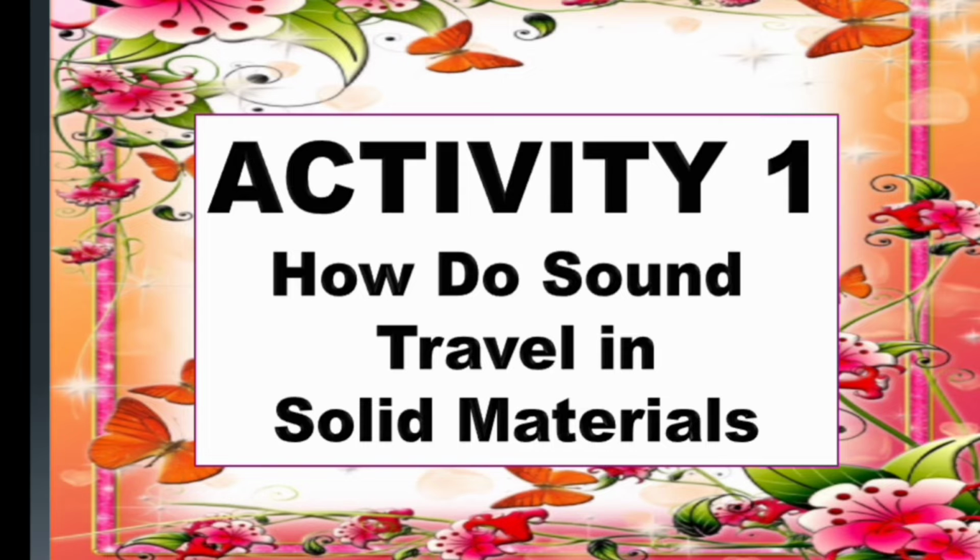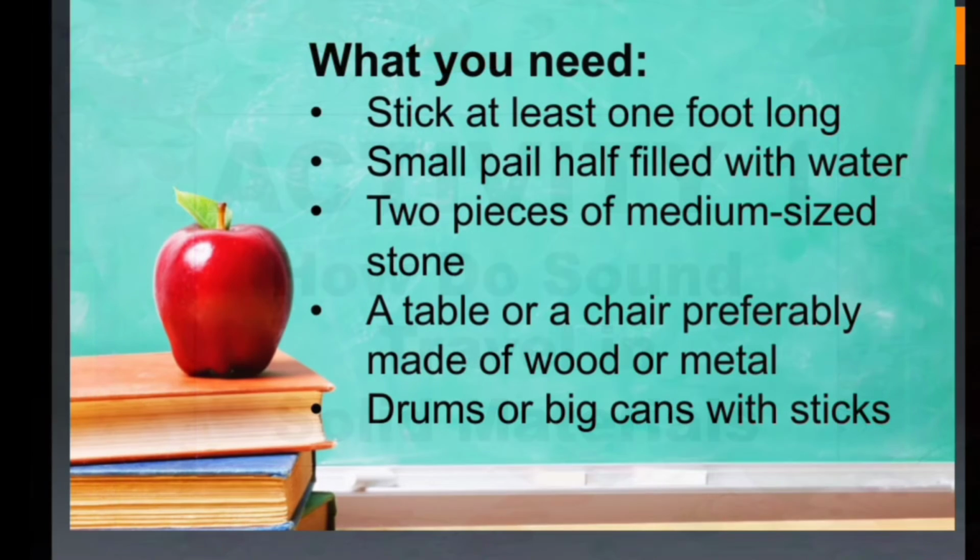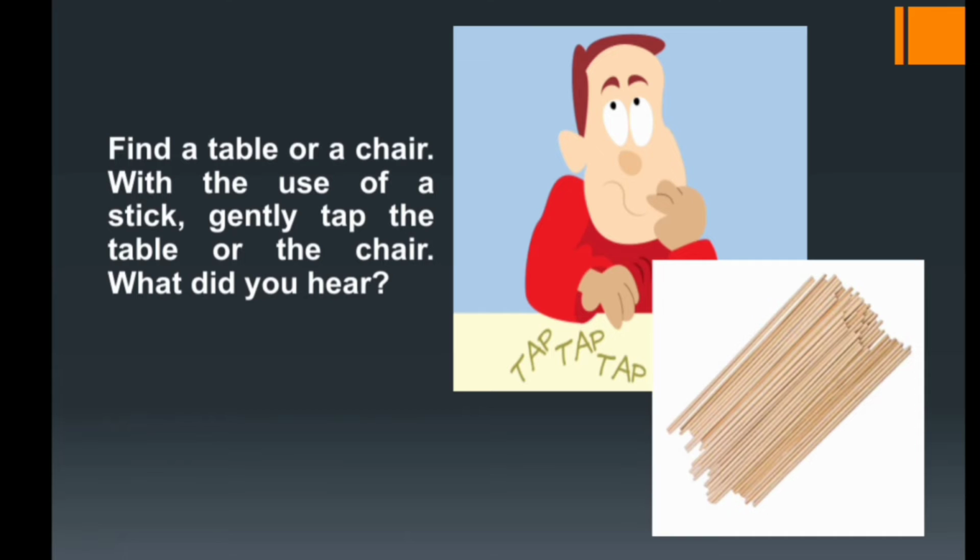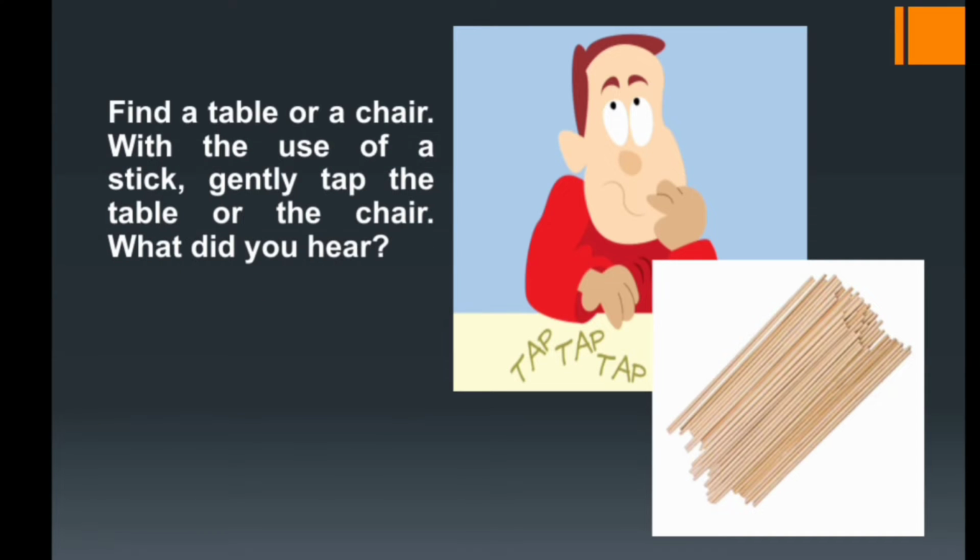The title of our activity: How does sound travel in solid materials? What you need: a stick at least 1 foot long, a small pail half filled with water, 2 pieces of medium-sized stones, a table or a chair preferably made of wood or metal, drums or big cans when drums are not available, with sticks. Find a table or a chair. With the use of a stick, gently tap the table or the chair. What did you hear?